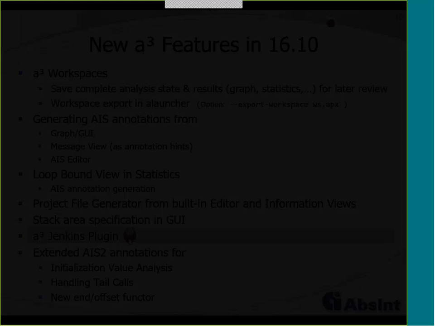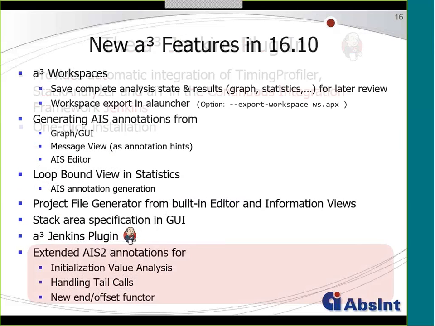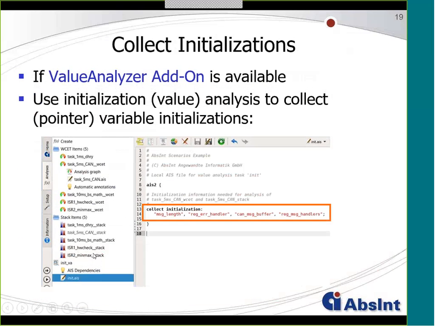And now finally, let me come back to the last feature here, the new AI's annotation features. I'd like to show it to you. The first thing is collect initializations. You maybe remember that new feature from the last release, that we are now able to collect variable initializations or values of these initializations in separate value analysis steps, which requires the ValueAnalyzer add-on. You could, for instance, say, let me collect initializations of these variables here, and then in a separate stack or timing analysis, you could reuse these initializations to have a more precise value analysis.